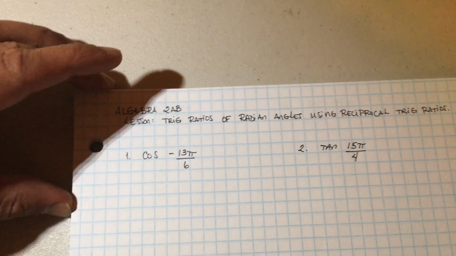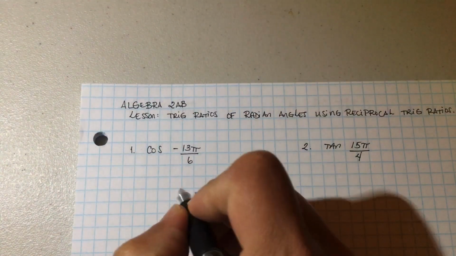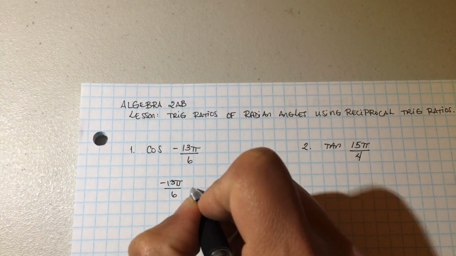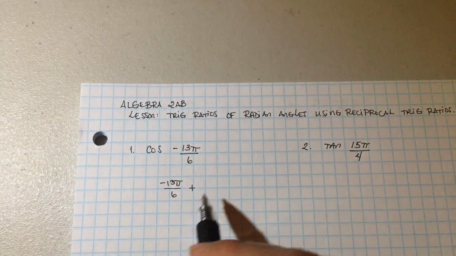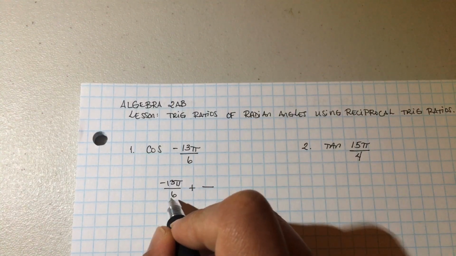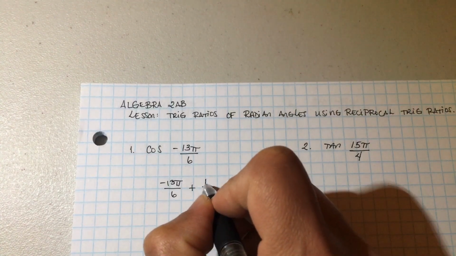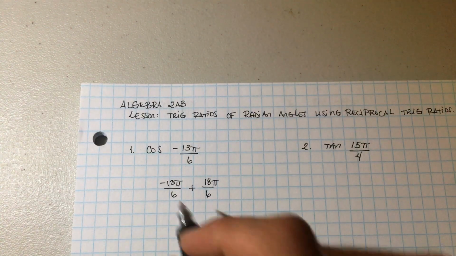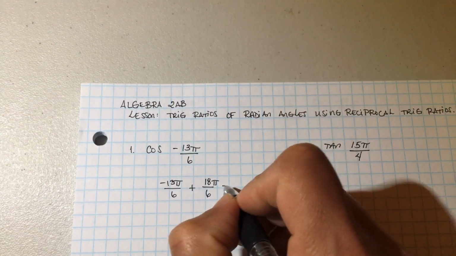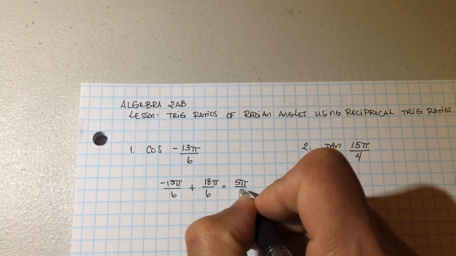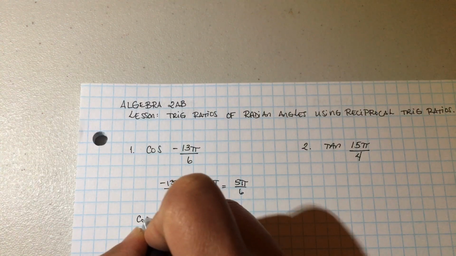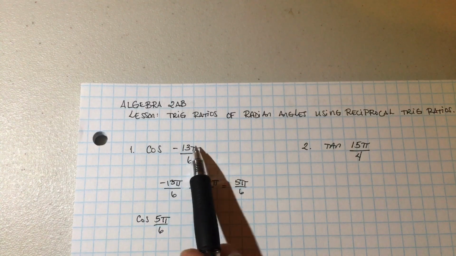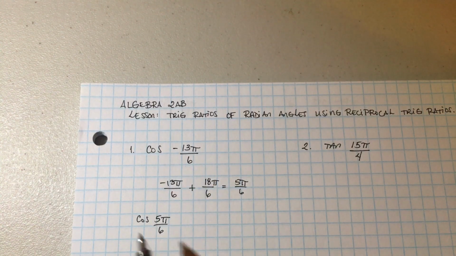Okay, so what I'm going to do, negative 13 pi over 6, we're going to add because we want to make it positive. We're going to use 3, right? 3 times 6 is 18. So we're going to use 18 pi over 6. Negative 13 plus 18 is positive 5 pi over 6. So now I'm going to find cosine of 5 pi over 6. So negative 13 pi over 6 is the exact same thing as 5 pi over 6.